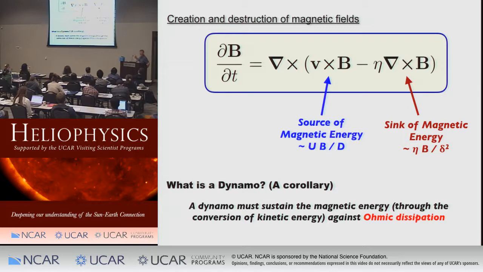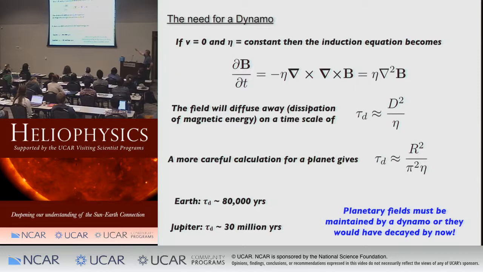So the need for a dynamo: you have your induction equation. If you set V equal to 0, you come out with just a diffusion equation. You might naively estimate the diffusion timescale as something like d squared over eta. If you do a more careful calculation for a planet, which is a spherical shell of fluid, there's another factor of pi squared here. But if you work this out, the diffusion timescale for Earth is about 80,000 years. For Jupiter, it's 30 million years. So these objects are a lot older than that. The magnetic field would have diffused by now if a dynamo wasn't sustaining it. So we do need a dynamo.